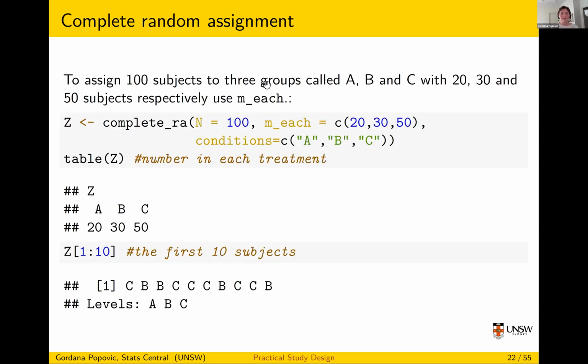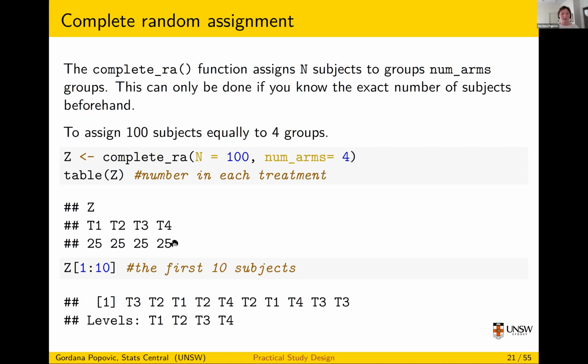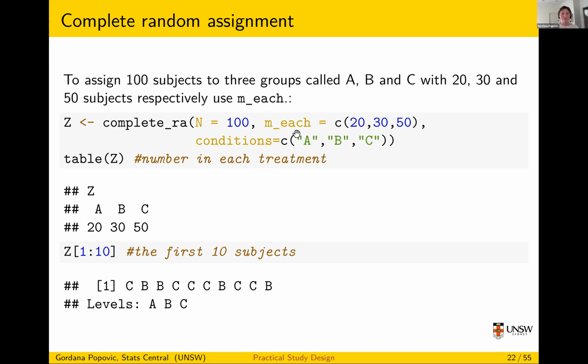Apologies. Okay, so the first thing is if you don't want equal allocation to treatments. If you want more people in one of the treatments than in the others, you can easily do that with this m each variable. So I want 20 in the first group, 30 in the second group, 50 in the third group. And I'm also going to name my groups A, B, and C, just so that I don't have this T1, T2, T3 business. I know exactly where I am. So C, B, B, these are the groups that each of my subjects is in. And I can see that there's 20 in group A and 30 in group B and 50 in group C.